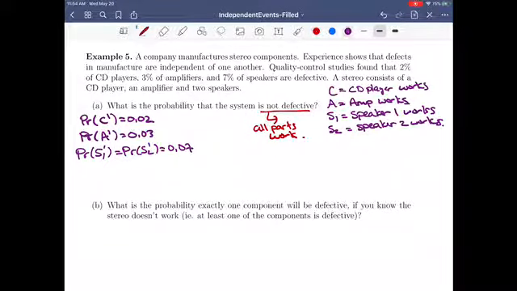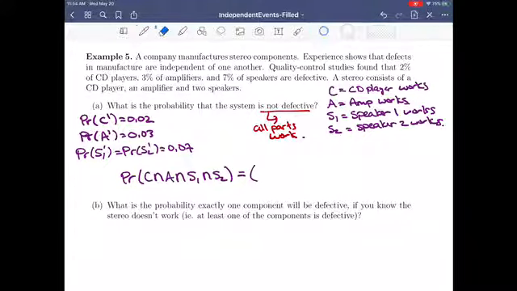Okay, so all the parts work. So this is what we're looking for, the probability of C and A and S1 and S2. All of them work, and we have all the complements for all of them. So what we're going to do is just do 1 minus each. Actually, I should write this out.